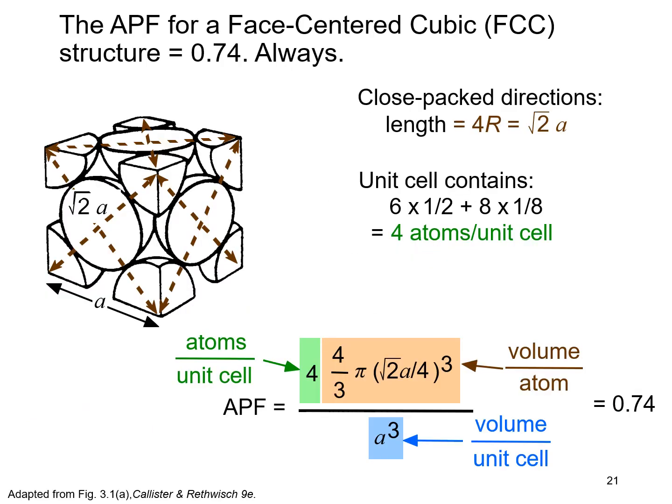For the face diagonal length, we get the square root of 2 times a, and that equals 4 atomic radii. Again, now we have everything we need to calculate the atomic packing factor. The atomic packing factor for a face-centered cubic structure is 0.74. This is the highest APF possible.